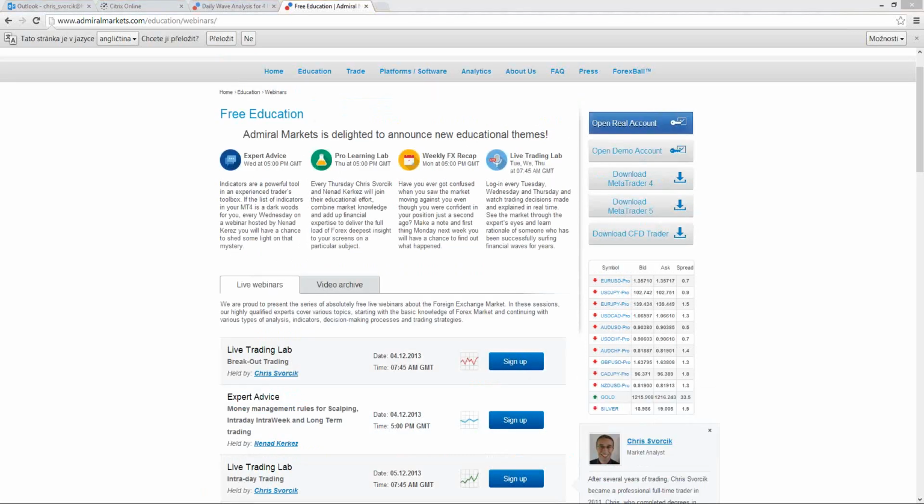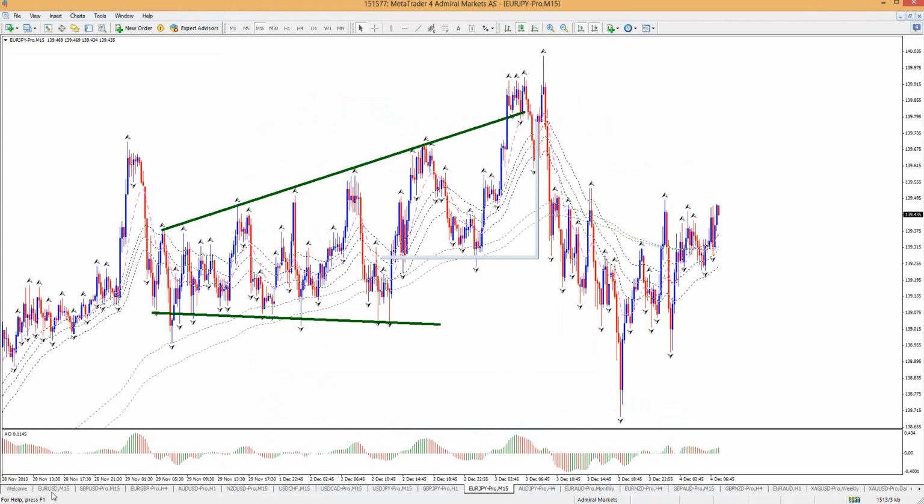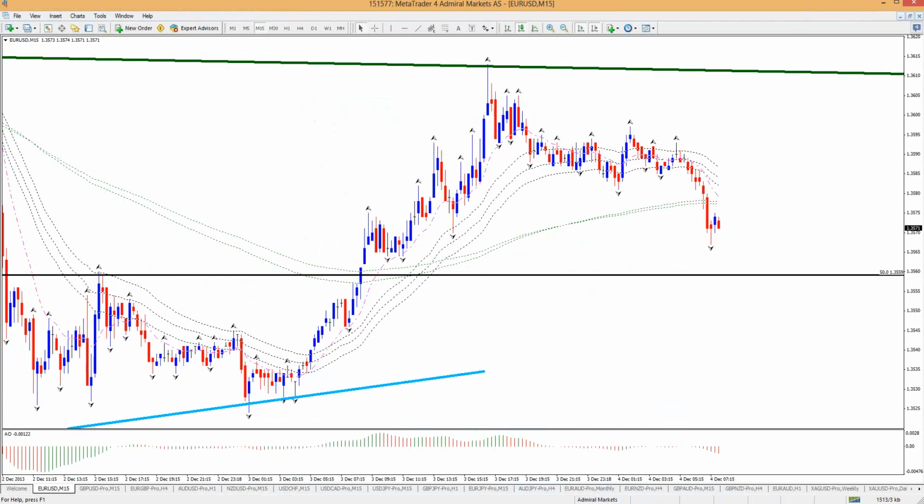All right, with that said, let's go to the charts. As usual, we'll start with the euro dollar. I just need to open my drawing tool. I forgot about that. 1 second.